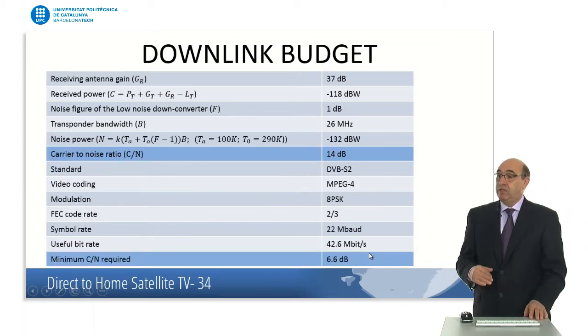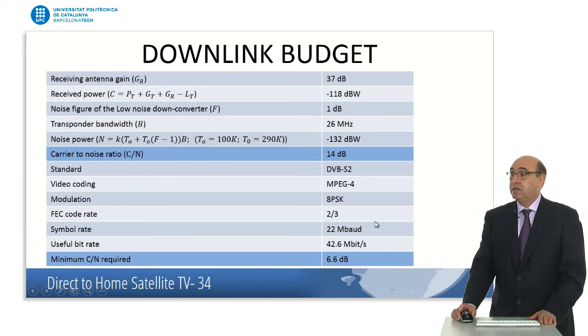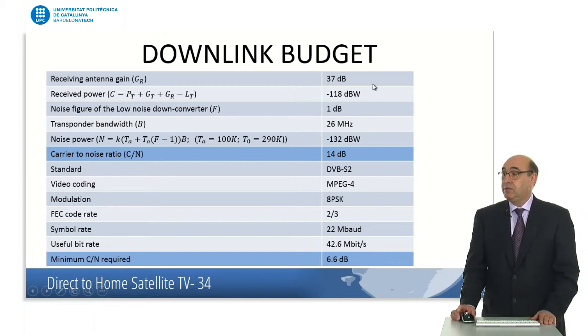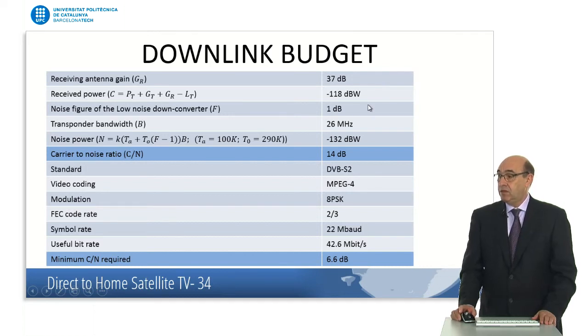Now we move to the receiving end. The antenna gain is 37 dBs. We just consider the 1 dB noise figure, and we also assume, in this case, an antenna noise temperature of 100 Kelvin. With this, we can work and find the noise power, and here we have the received power. So those are the two main lines.